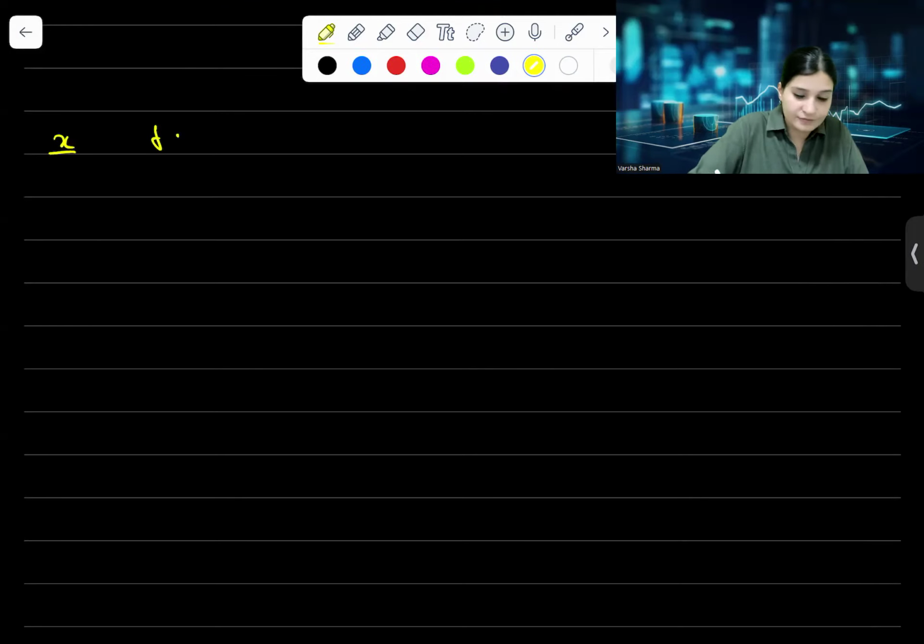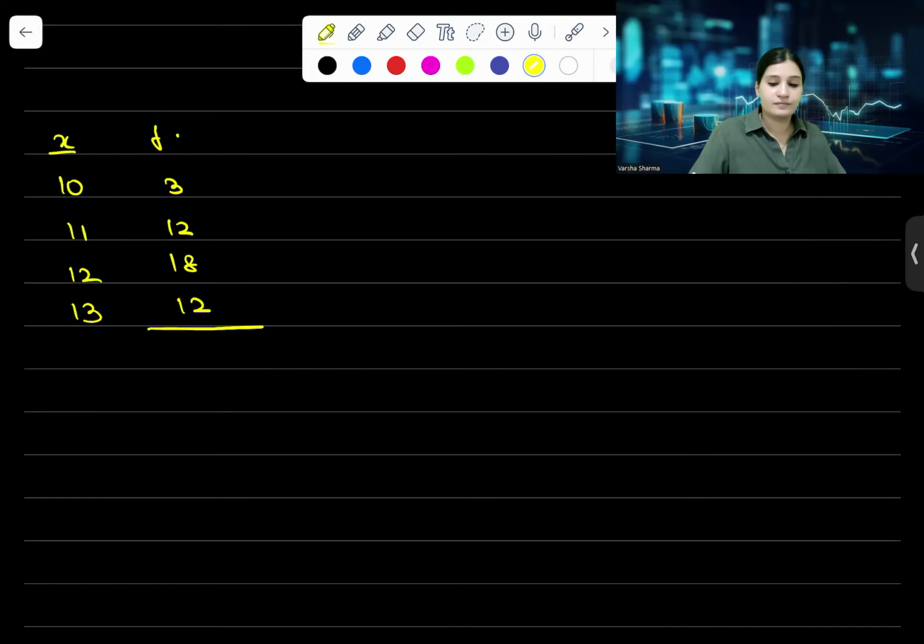X and F. 10, 11, 12, 13. Frequency 3, 12, 18, 12. What is the sum of frequency first? 45. Now, first find out mean.